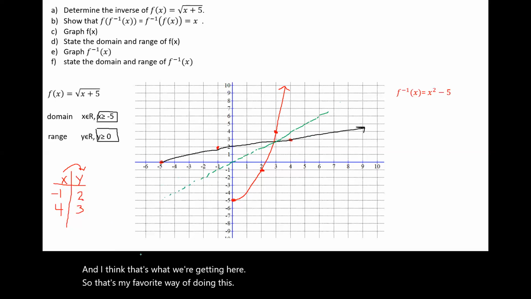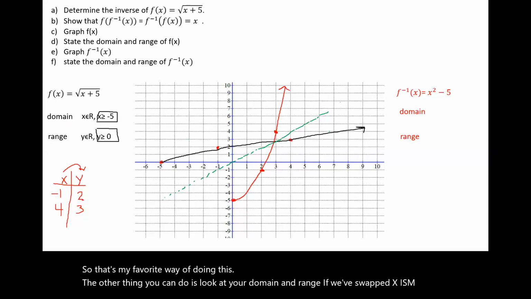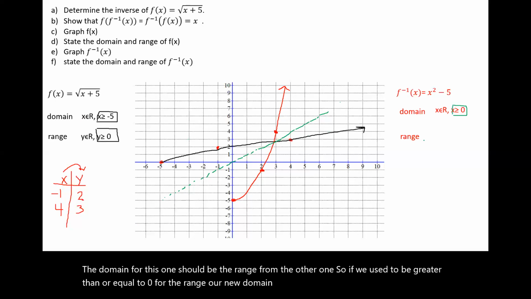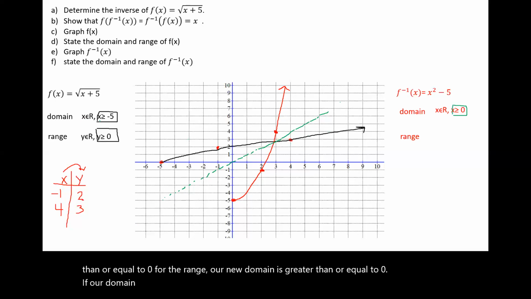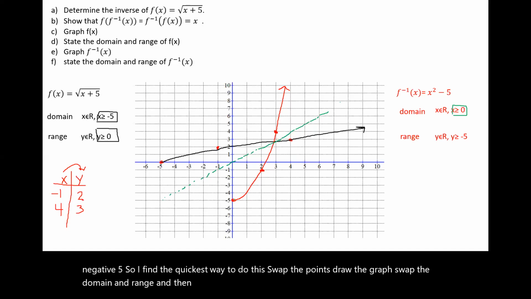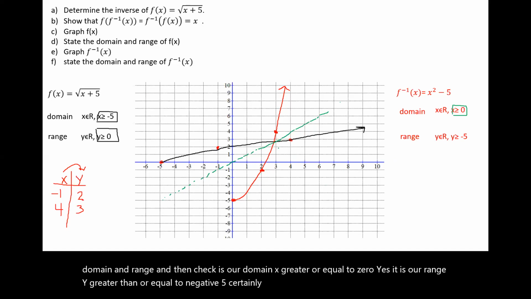The other thing you can do is look at your domain and range. If we've swapped x's and y's, the domain for this one should be the range from the other one. So if we used to be greater than or equal to 0 for the range, our new domain is greater than or equal to 0. If our domain was greater than or equal to -5, the range is now greater than or equal to -5. So I find the quickest way to do this, swap the points, draw the graph, swap the domain and range, and then check. Is our domain x greater than or equal to 0? Yes, it is. Is our range y greater than or equal to -5? Certainly is. So now we know we're right.